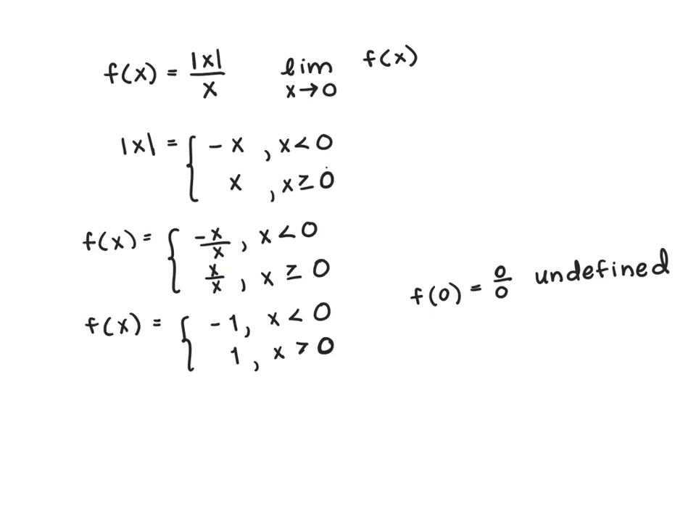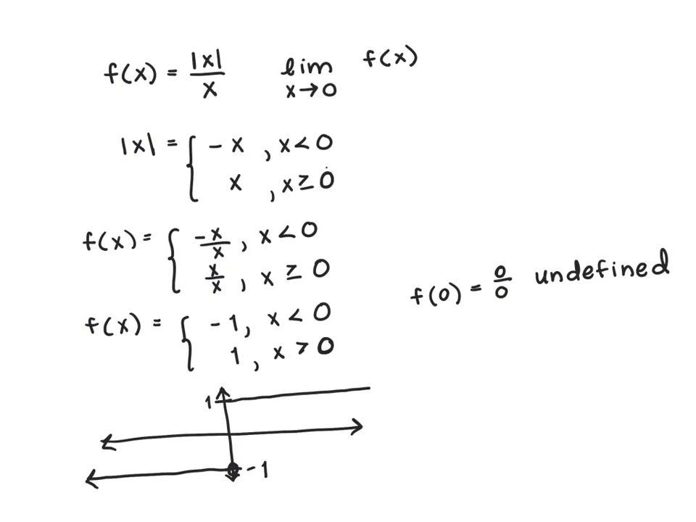Now that we've done this, we can easily graph our function. Let's go ahead and draw our coordinate plane. And here we see that whenever x is less than 0, the value of my function is negative 1. So I have this horizontal line here, and I'll draw a hole because we're not including 0. And then also, whenever x is greater than 0, the value of my function is 1. I have this horizontal line, and again, I'm not including 0, so I have this hole here.